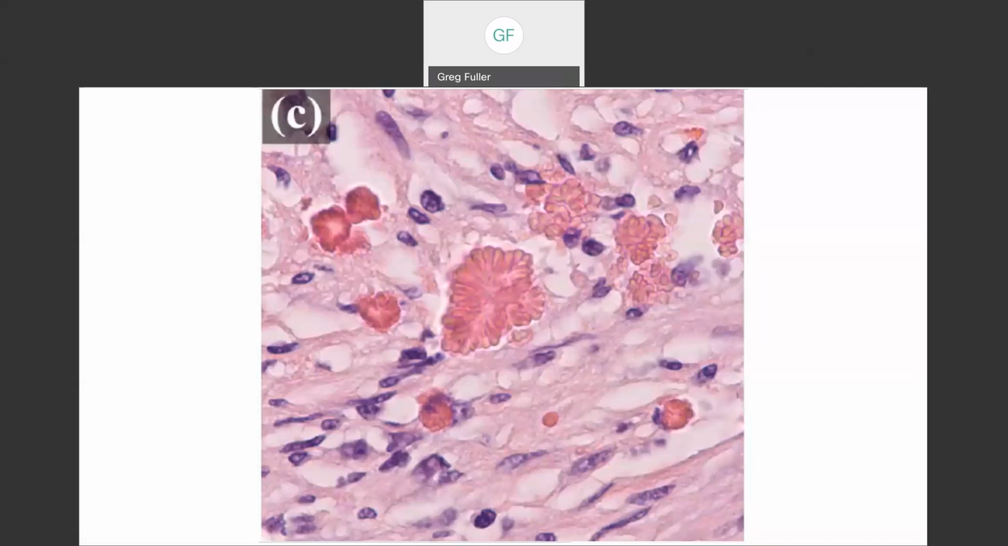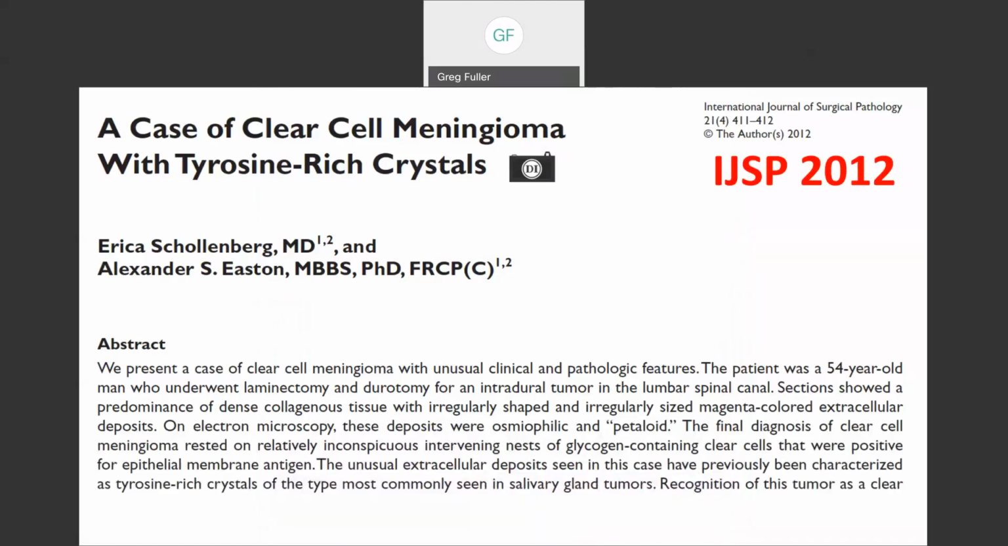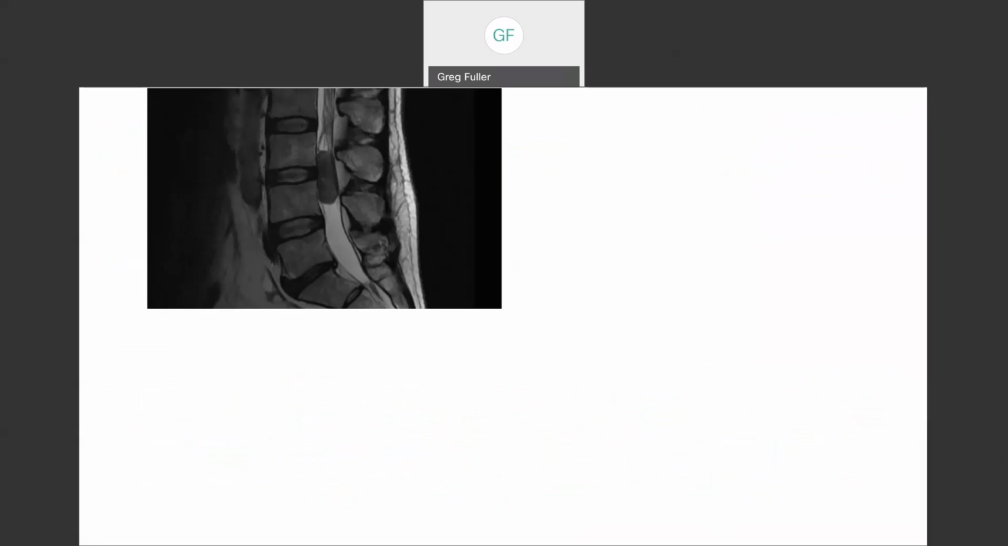All right, so fine, fibrous meningioma. But wait a minute, we're thinking about clear cell meningioma. Quick question, have tyrosine-rich petaloid crystalloids been reported in clear cell meningioma? Yeah, of course they have. All right, same journal, International Journal of Surgical Pathology, 2012, a case of clear cell meningioma with tyrosine-rich crystals. Yes, indeed. All right, let's have a look.